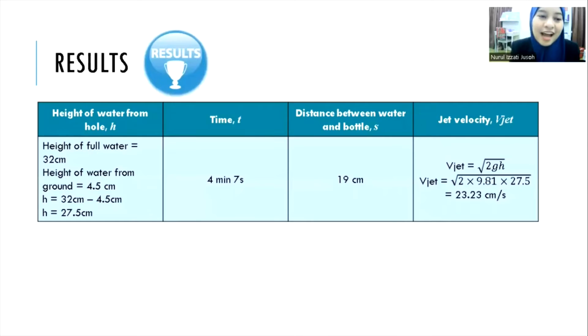And the last data that I have recorded for the experiment is the height of the water from the hole is 27.5 centimeter, which took 4 minutes and 7 seconds for the water to go through the hole. And the distance between the water and bottle, which is S, is 19 centimeter. And the jet velocity for this data is 23.23 centimeter per second.